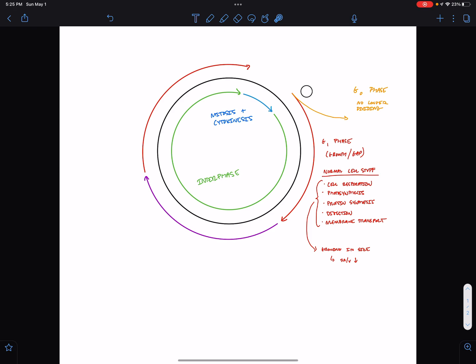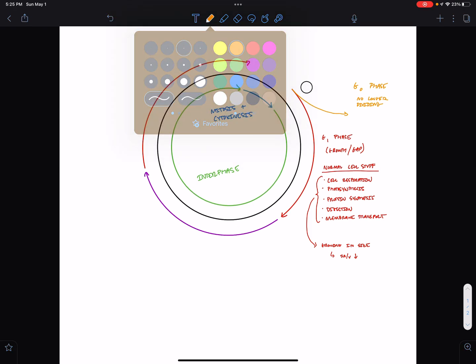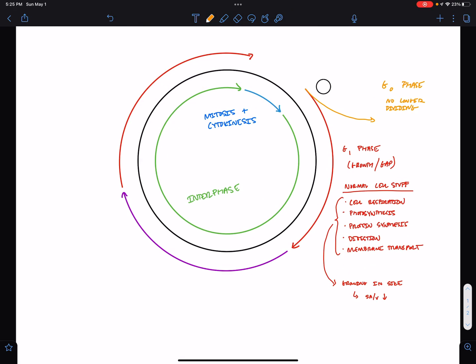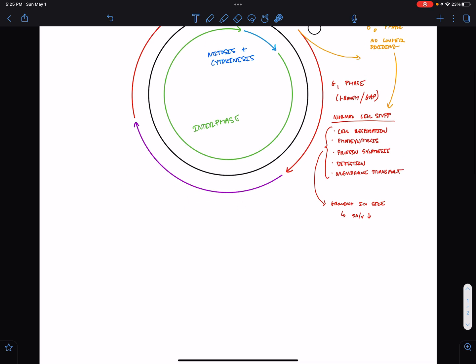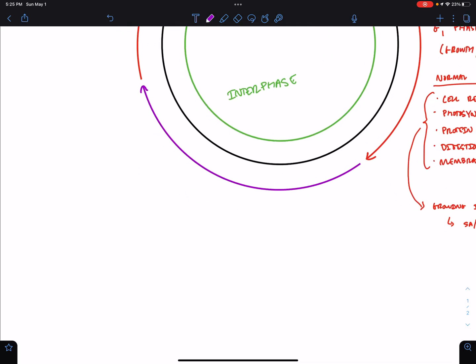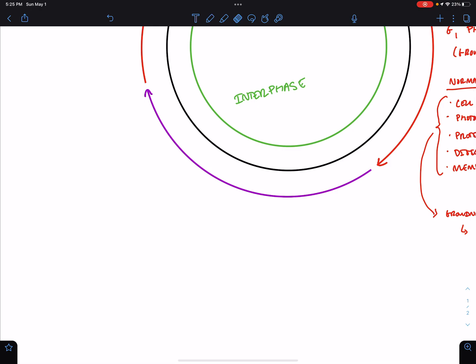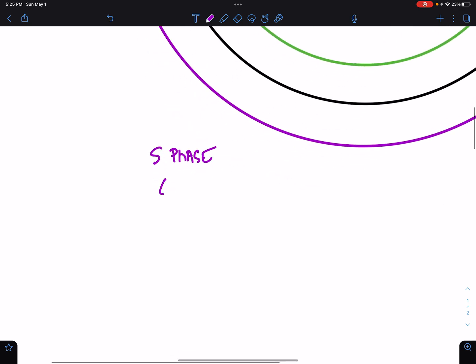Okay, so if it's entering the G1 phase, it's going to be doing all of these things during the growth and gap period. And then additionally, if it's entered the G0 phase, where it's no longer growing and dividing, it's also going to be doing all of these normal cell life things, but it's not going to be progressing on to this next part of interphase, which is the S phase. The S phase stands for the synthesis.